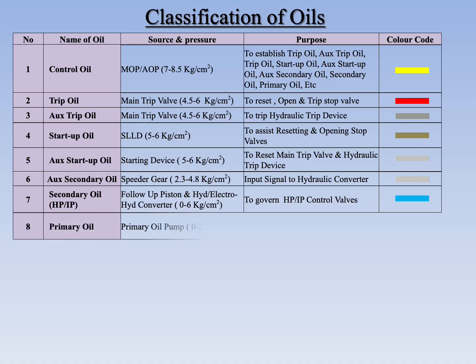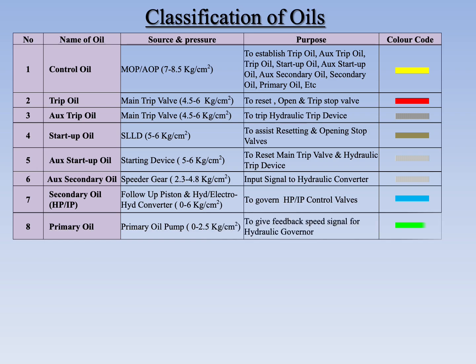8. Primary oil. Source is turbine rotation. Pressure is 0 to 2.5 kg/cm2. Purpose is to give feedback signal to the hydraulic governor. Color code is parrot green.